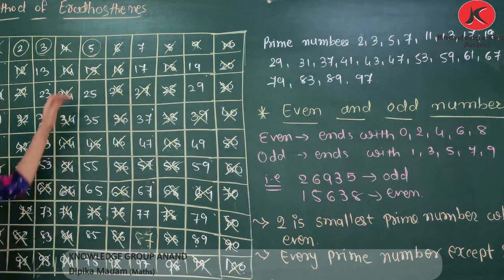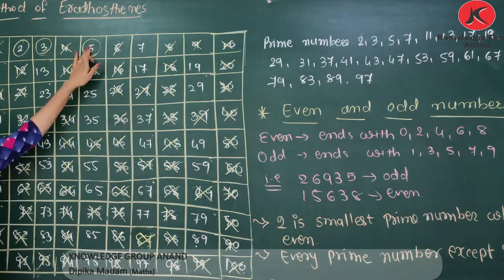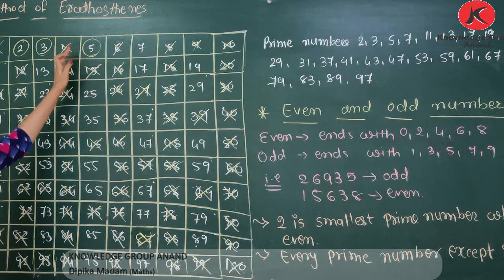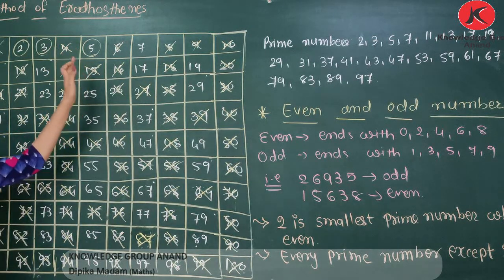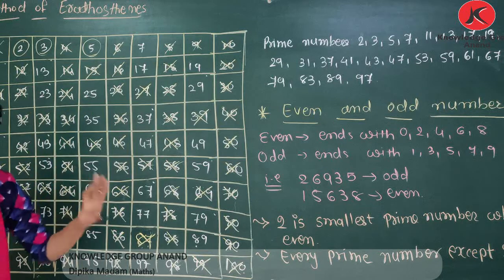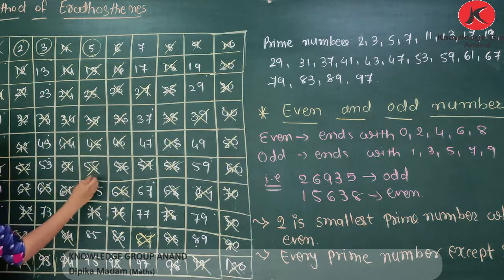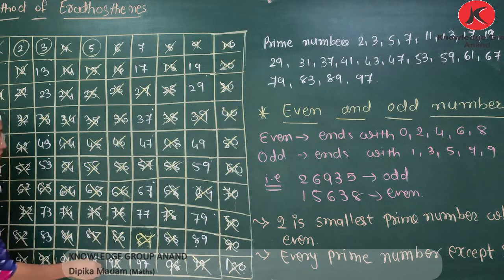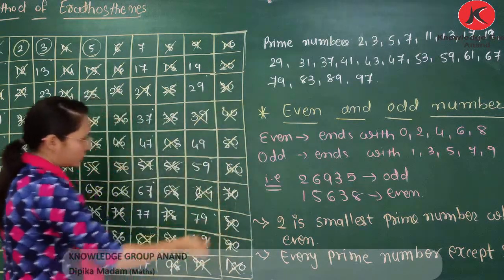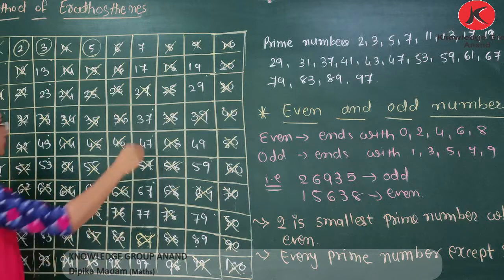Now move to the next number, multiples of 5. So you need to cross out all multiples of 5. Numbers which end with 5 or 0 are divisible by 5. So we'll cancel out all multiples of 5. Zeros are already crossed.